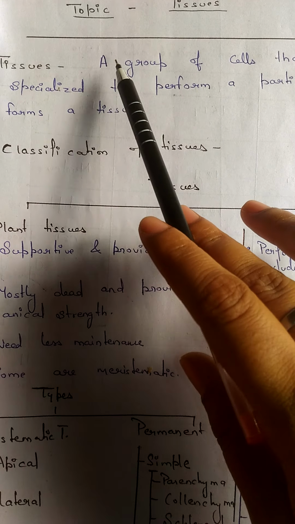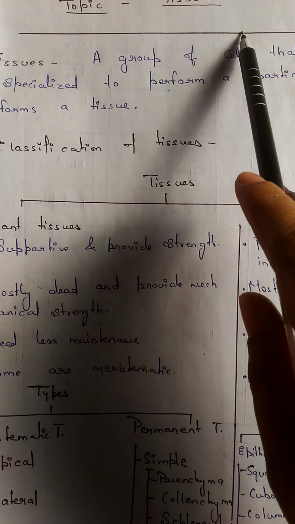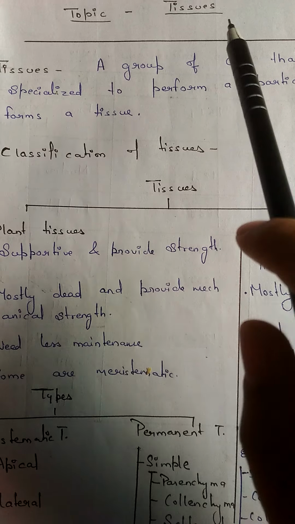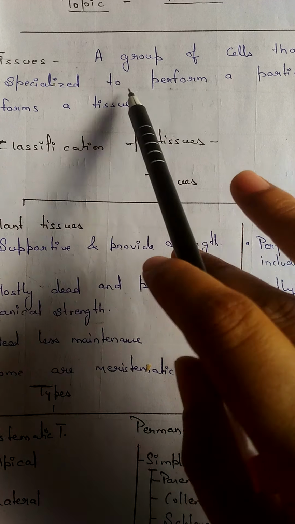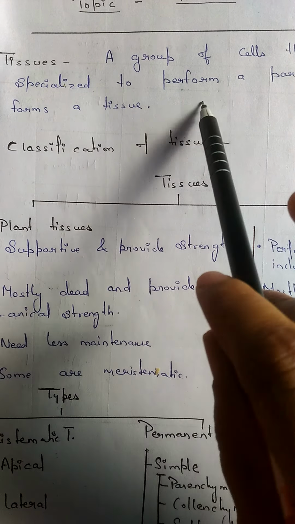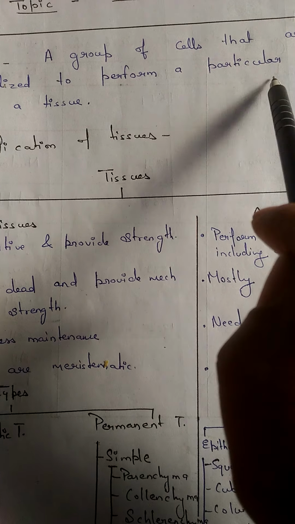We have studied about the cells in our previous class. That cells are the basic structural, functional, and fundamental unit of life. Today we are going to study how these cells come together to make a structure which is called a tissue. But here what is happening? These cells, that is a group of cells, are performing a specific function.